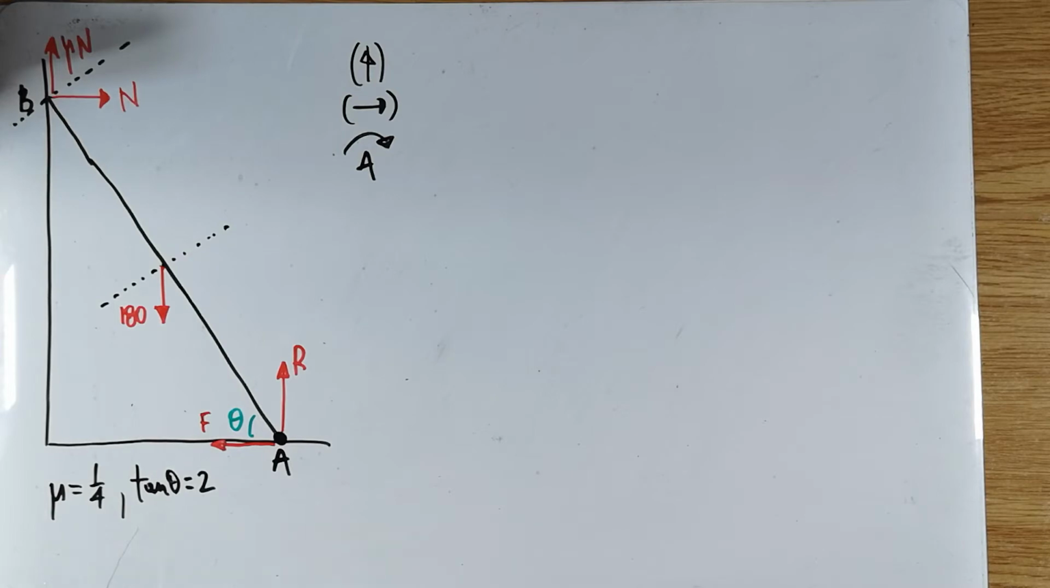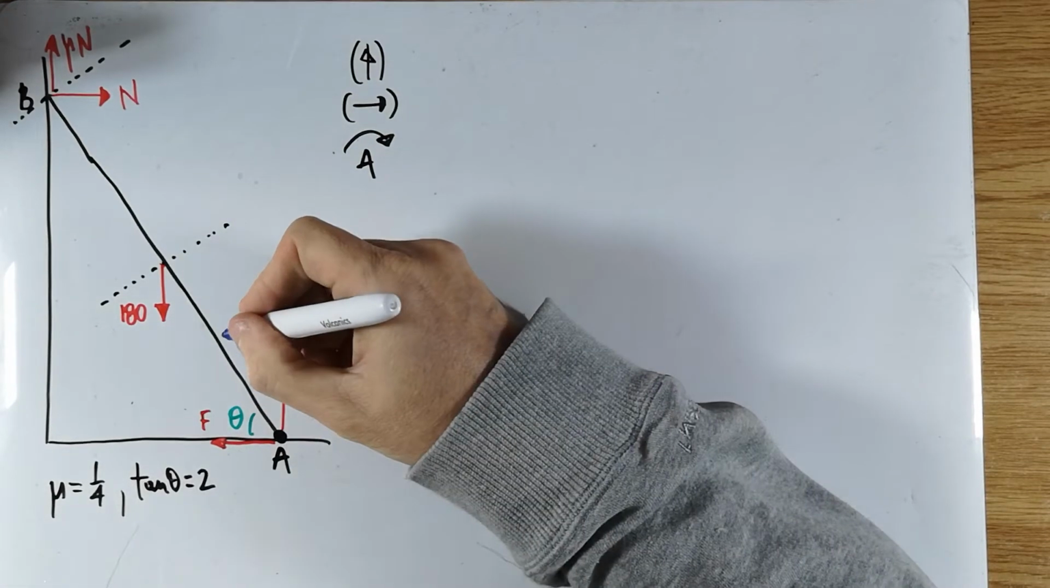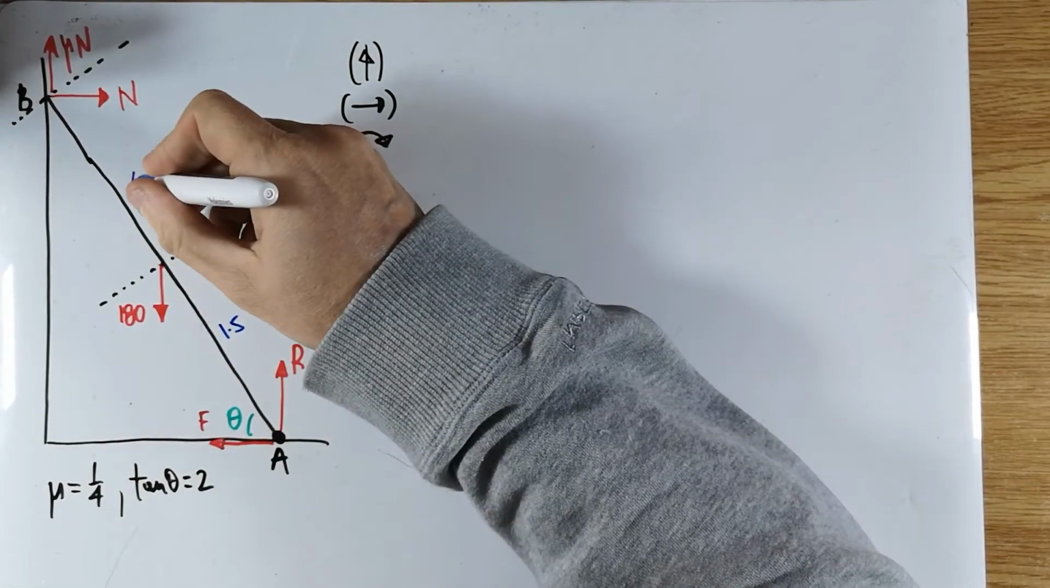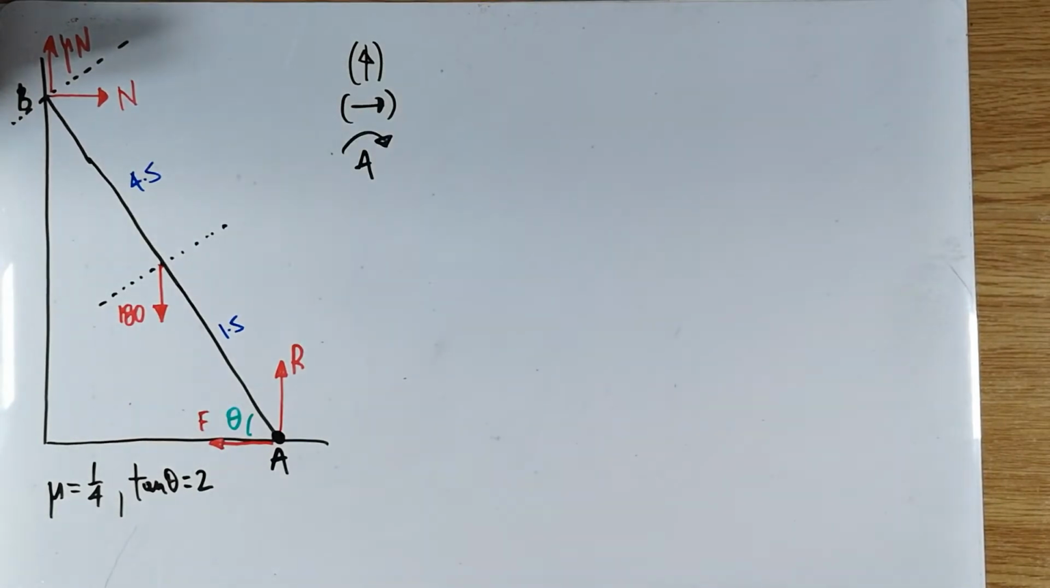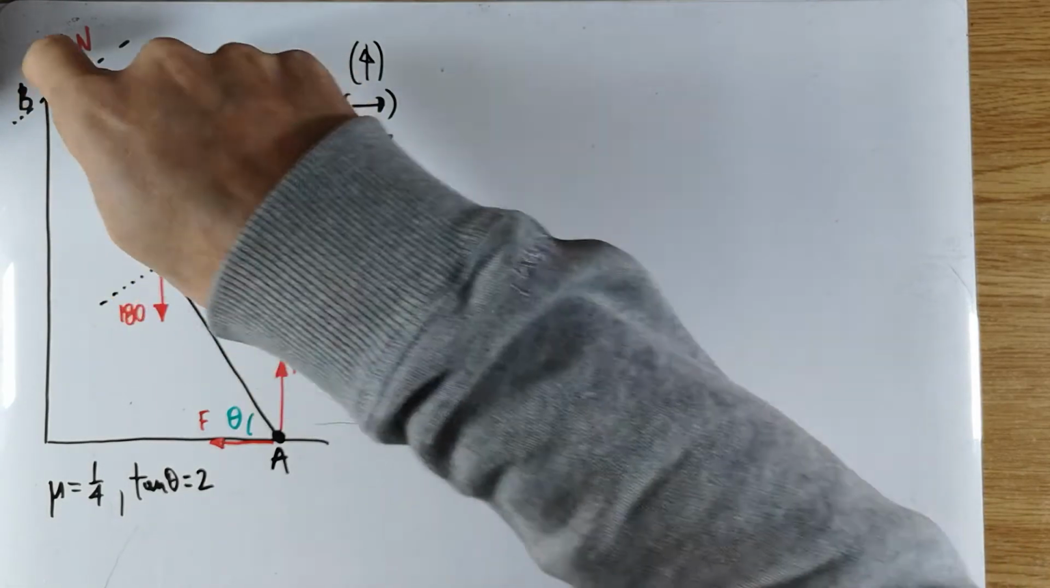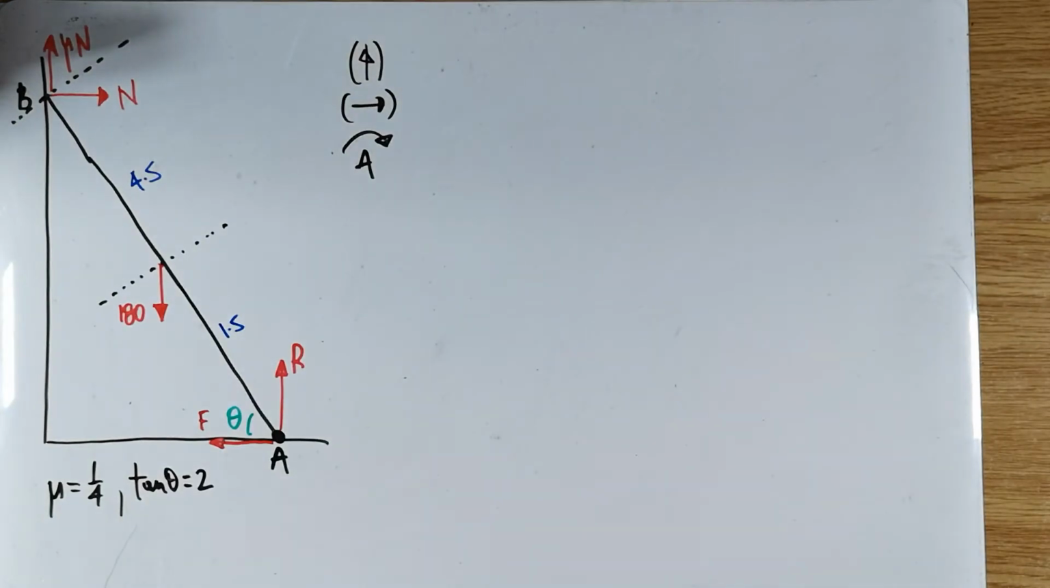Next, I need to put the lengths so I don't forget. 1.5 here and 4.5, of course not drawn to scale here. And there's one final thing, which is to mark the angle theta in this neighborhood and in this neighborhood, because of course I will need to resolve these forces.